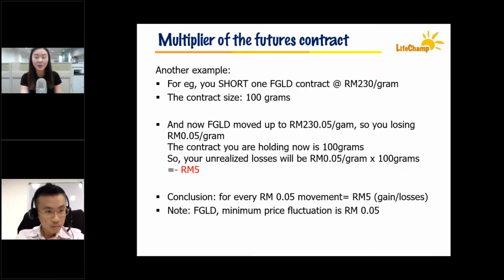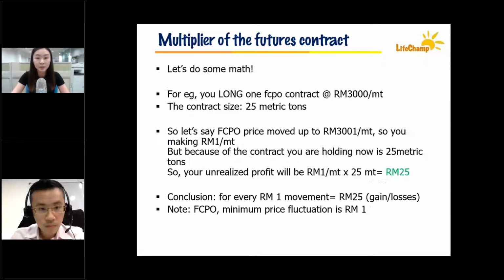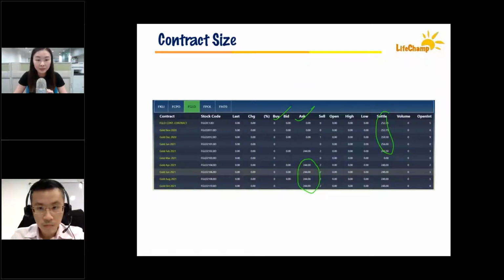Another example: we talk about gold futures. For gold futures, one contract is about 100 grams per contract. So the price that we see from the quotes, you see here, actually gold futures does not have much volume.